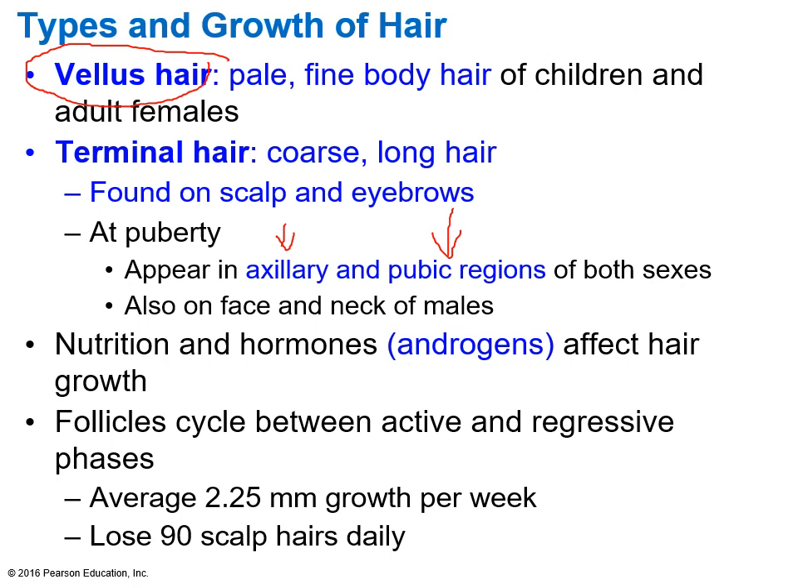And then usually what we see is that, for instance, with scalp hair, you'll lose about 90 a day. What that means is that the hair loosens itself from the bulb. And then, of course, the hair will regrow itself as it goes back into the active phase.